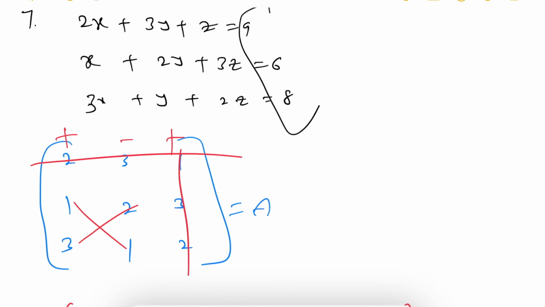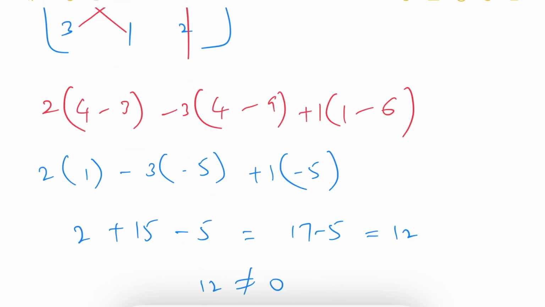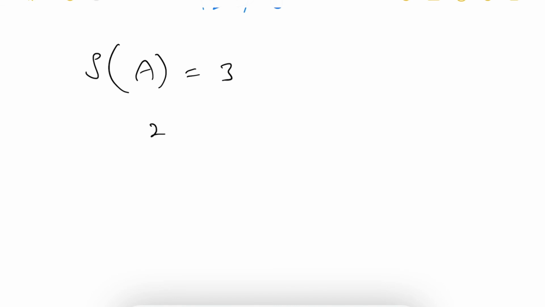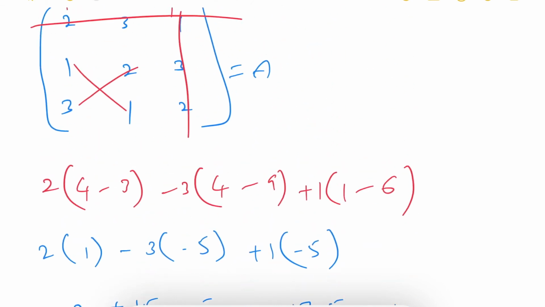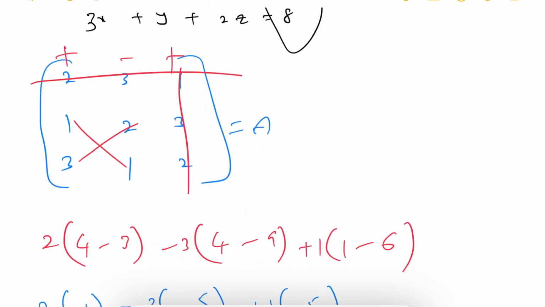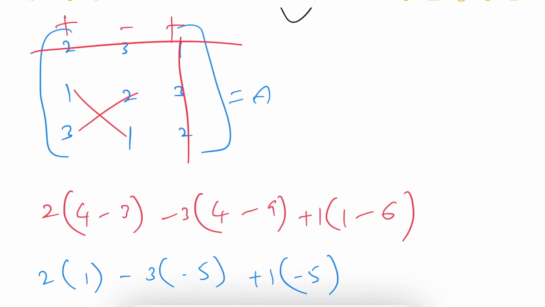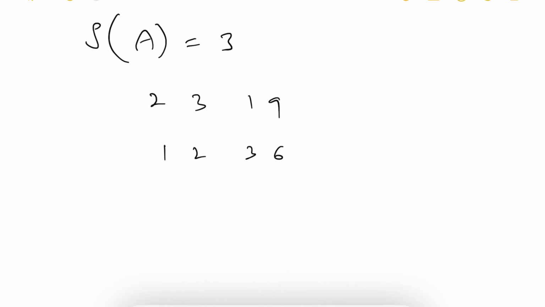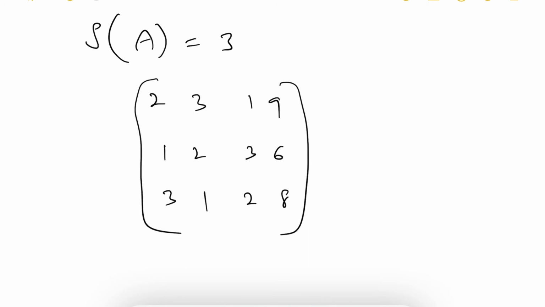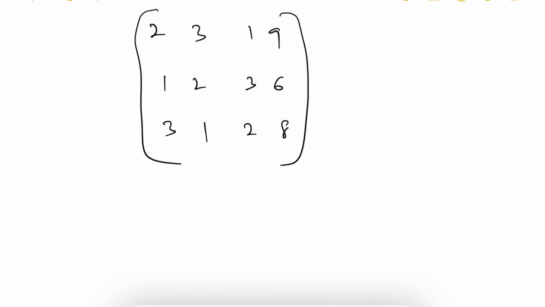Just adding the last extra column, 2 3 1 9. Next 1 2 3 6. Then the last row will be 3 1 2 8. Okay, let us find out the rank for this. So what I will do is, I will try to get as many zeros as possible in the given matrix.